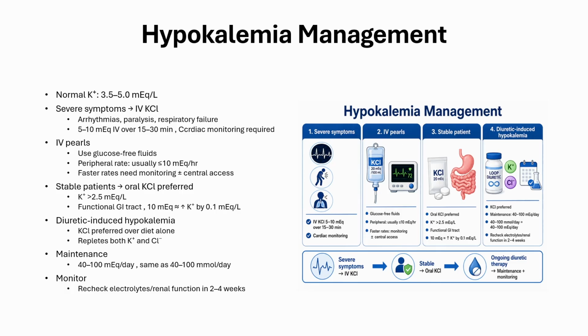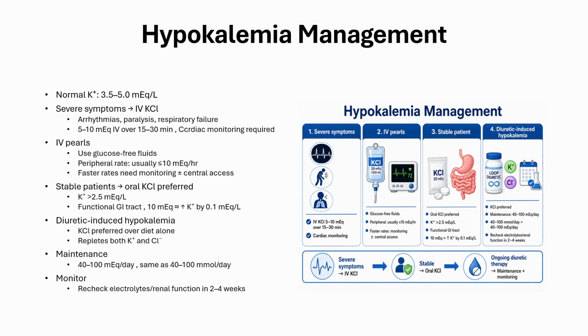Patients with severe signs and symptoms such as arrhythmias, paralysis, respiratory failure, or weakness should be treated with 5 to 10 milliequivalents of IV potassium chloride over 15 to 30 minutes and placed on cardiac monitoring. IV potassium should be given in glucose-free fluids to avoid intracellular potassium shifting due to insulin release. Treatment can be repeated until the patient is stable with resolution of ECG changes and serum potassium is greater than 3 milliequivalents per liter.